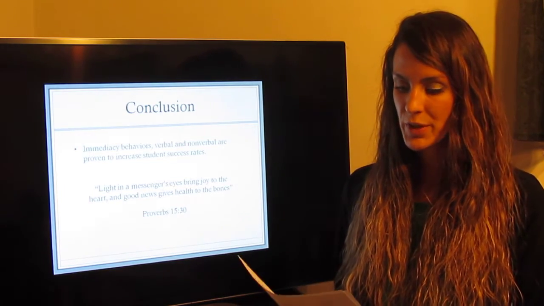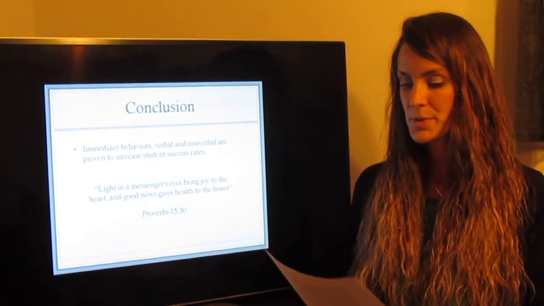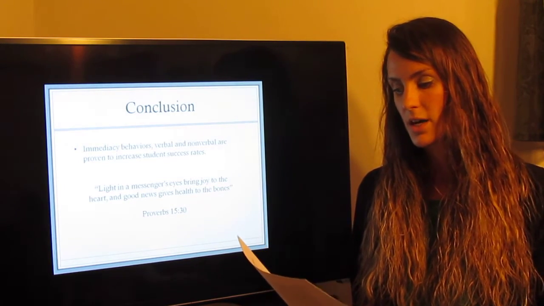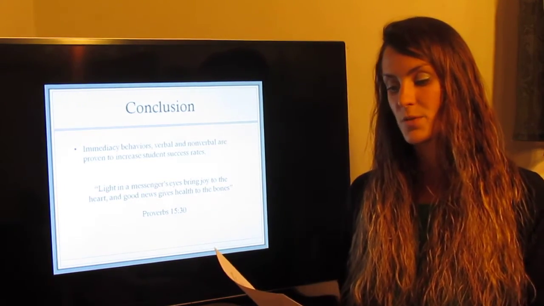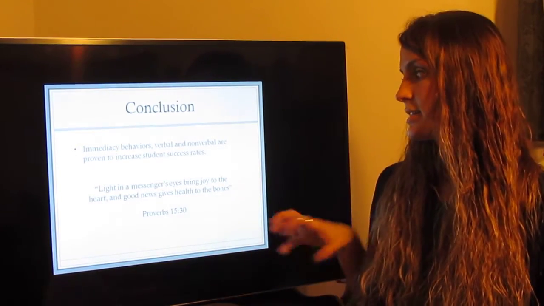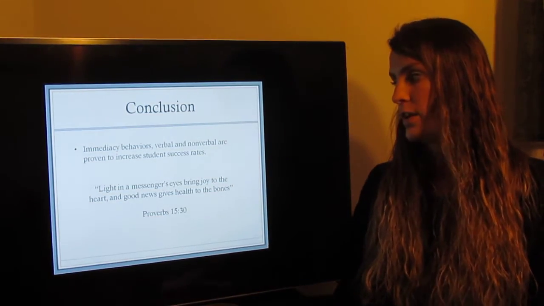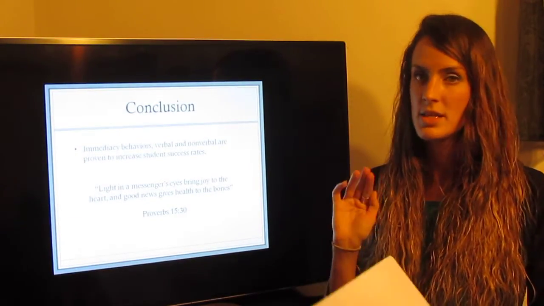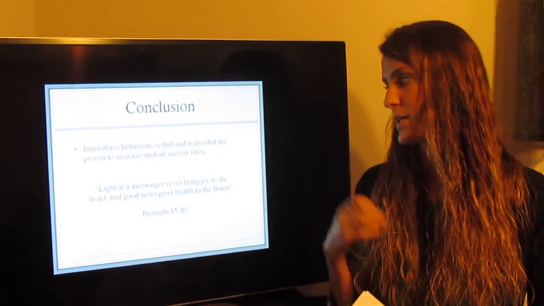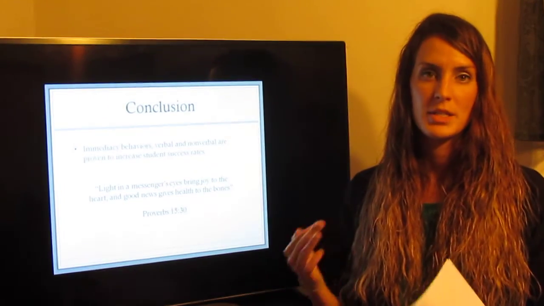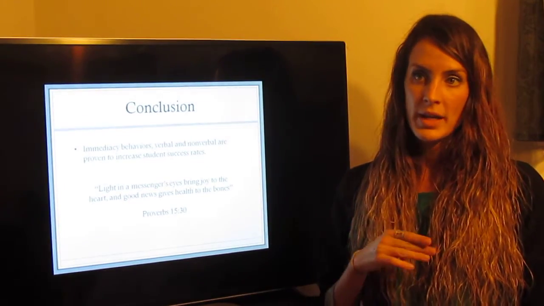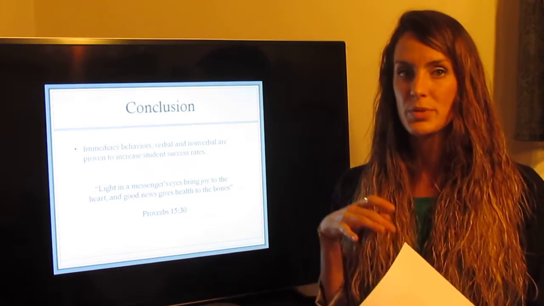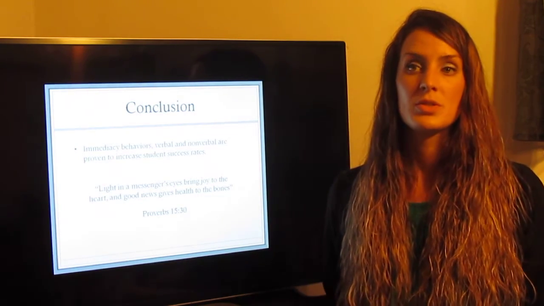And so I'll close with a verse. Proverbs 15:30 says that light in a messenger's eyes brings joy to the heart, and good news gives health to the bones. And I think this is such a beautiful picture of the verbal aspect of ministry or teaching and the nonverbal aspect of this, because the light in a messenger's eyes kind of reminds me of being joyful and just sharing the joy that Christ has given each of us, and then verbally speaking the good news to all people.